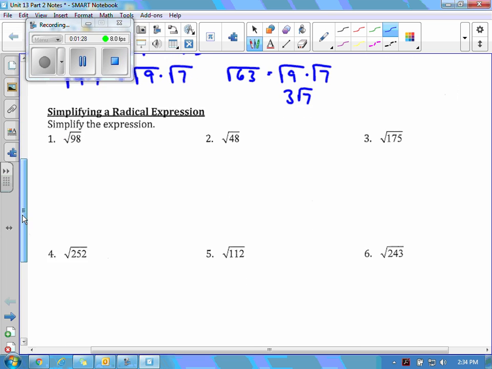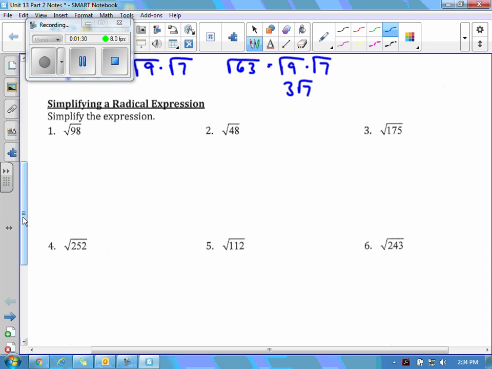So it says simplifying a radical expression. I'll do a few examples, and then I'll leave a few for you to try. Again, these are not the easiest things in the world, but just do your best. So for number 1, it says the square root of 98, so we want to simplify this. What we're trying to do is pull out the biggest factor. Again, factors are numbers that go into something. The biggest factor that is a perfect square. That's what we're looking for.